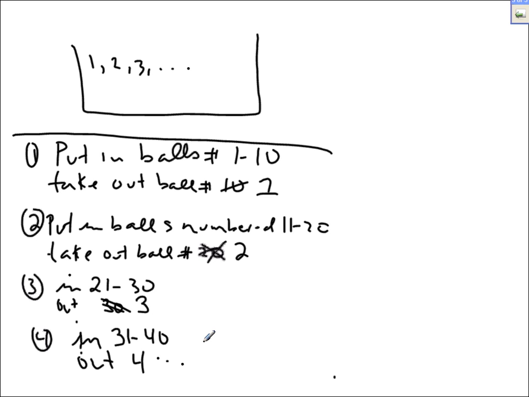And the answer this time is none. There will be 0 balls. And why is this true? Because in step 1, we take out ball number 1. In step 2, we took out ball number 2. In step 3, we took out ball number 3. In step 4, we pulled out ball number 4.